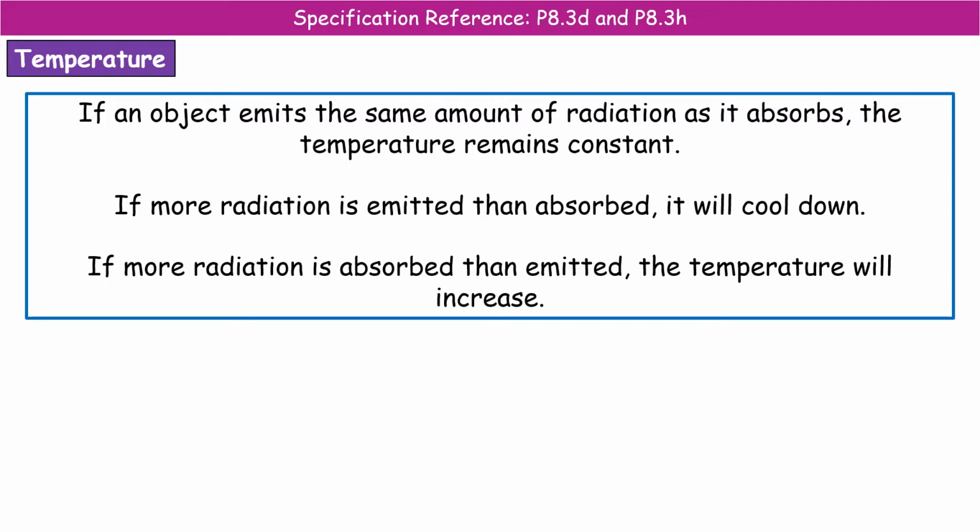If we consider how radiation affects the temperature of an object then, if our object is emitting the same amount of radiation as it absorbs, we'll have a constant temperature, because obviously whatever we're absorbing, we are also emitting. Hopefully that's logical. If we absorb more radiation than we emit, we are going to see a temperature increase. Whereas if we see more radiation emitted than absorbed, it's going to have a temperature decrease, it cools down. Again, I'm hoping that's relatively logical for us.